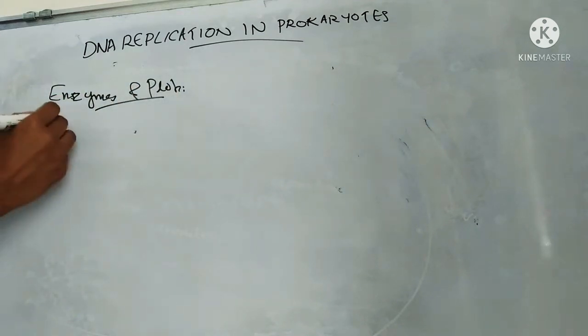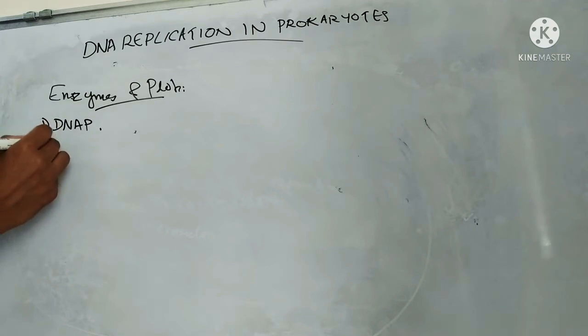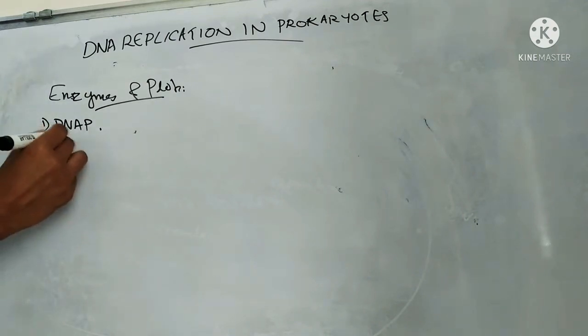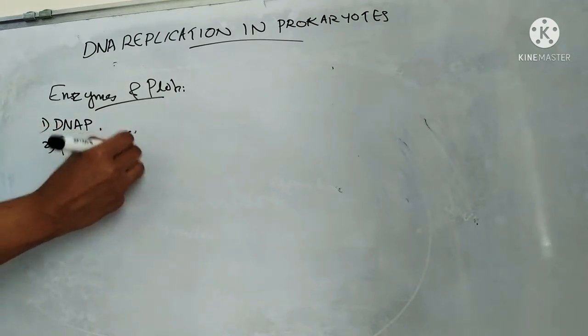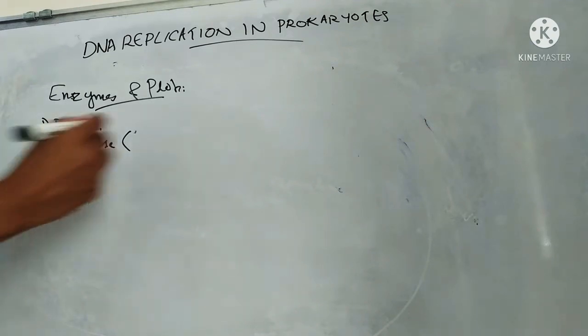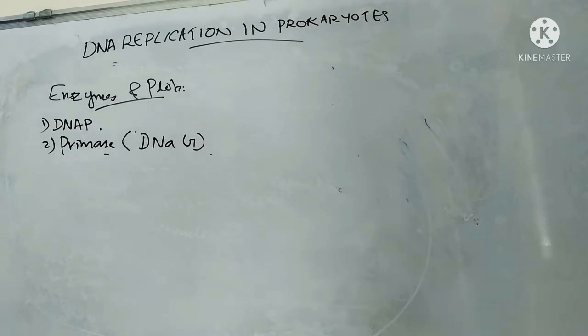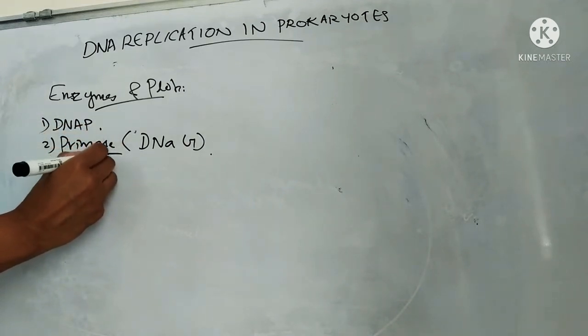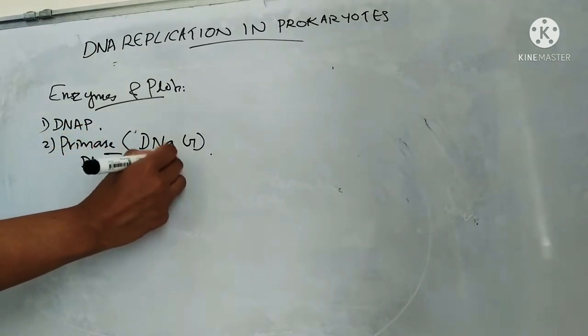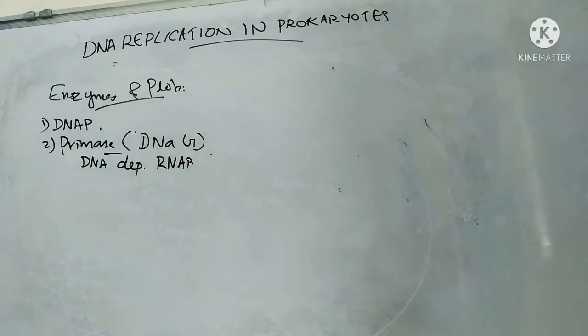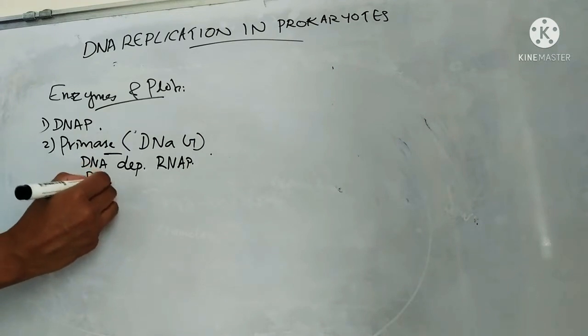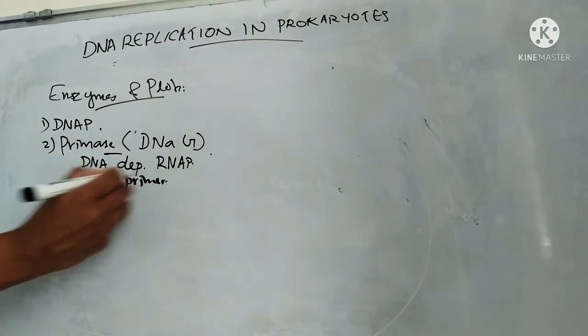First enzyme is DNA polymerase. Second enzyme is primase. It is also known as DNAG. This primase is a DNA dependent RNA polymerase. Its other name is DNAG. It synthesizes RNA primer. That is the function of primase.